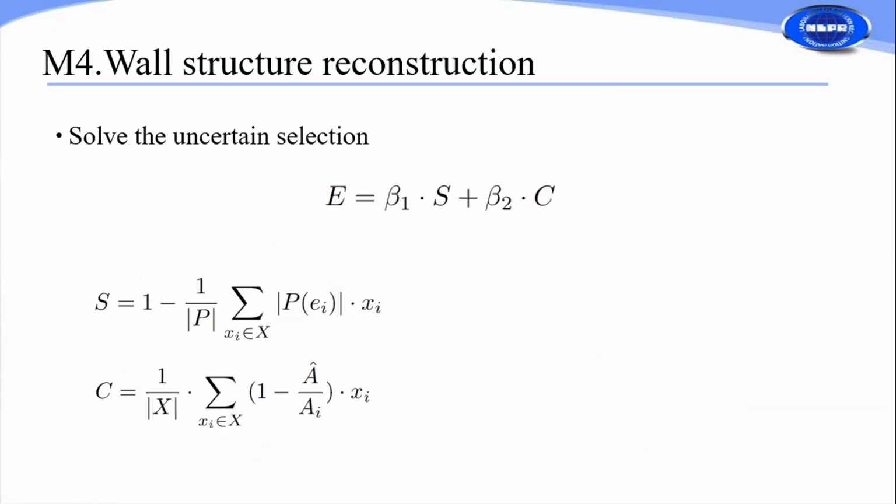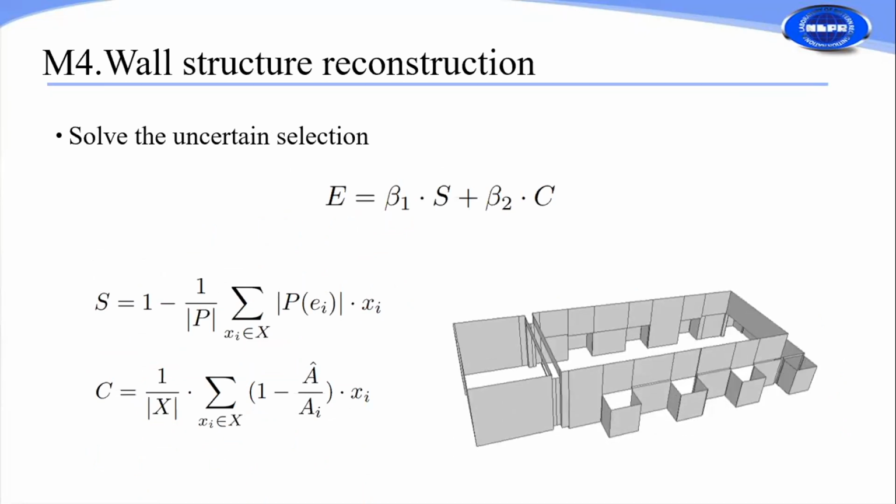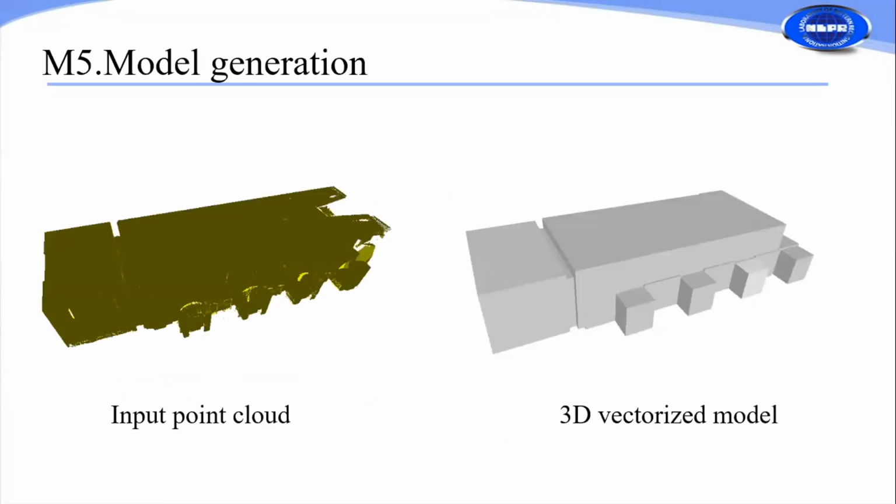To solve the uncertain selection, we define an energy function on these walls, considering the number of supporting points and their coverage on walls, and minimizing the function gives the final wall model results. Finally, we can obtain the complete 3D model by just merging different parts.